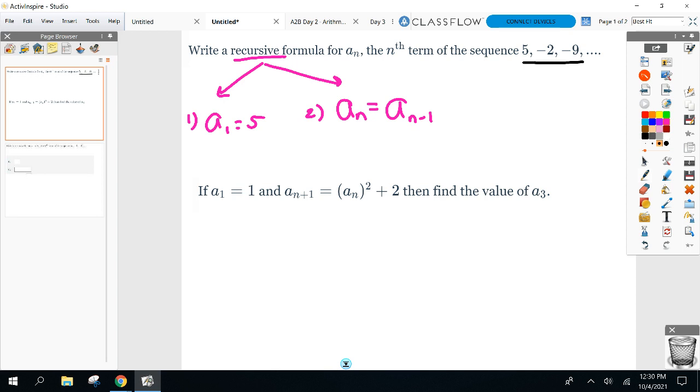And now you tell me, what do I need to do to the previous term to get to the next here? Subtract 7. So make it clearly out of the subscript. Don't put it down here. Make sure it's clearly out of there. Minus 7. Questions there? We're all set? Sure? Write it in your own.